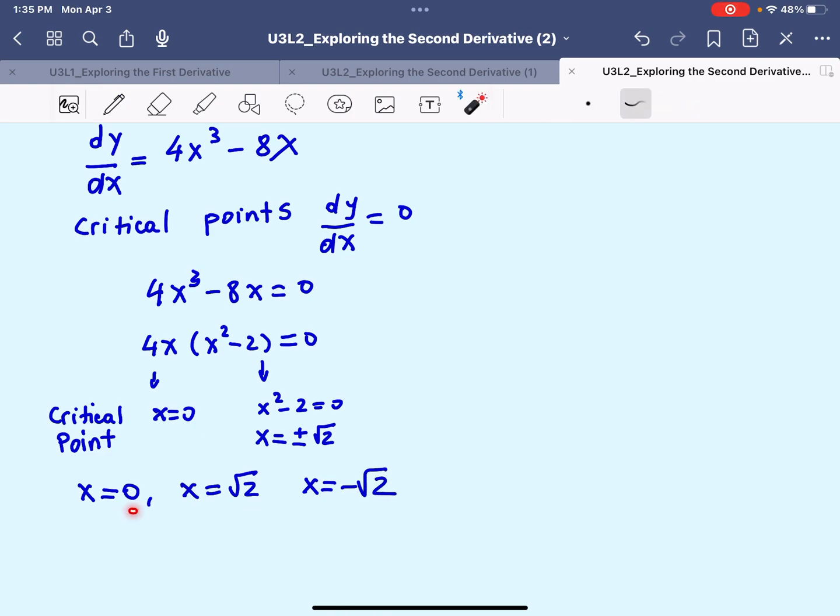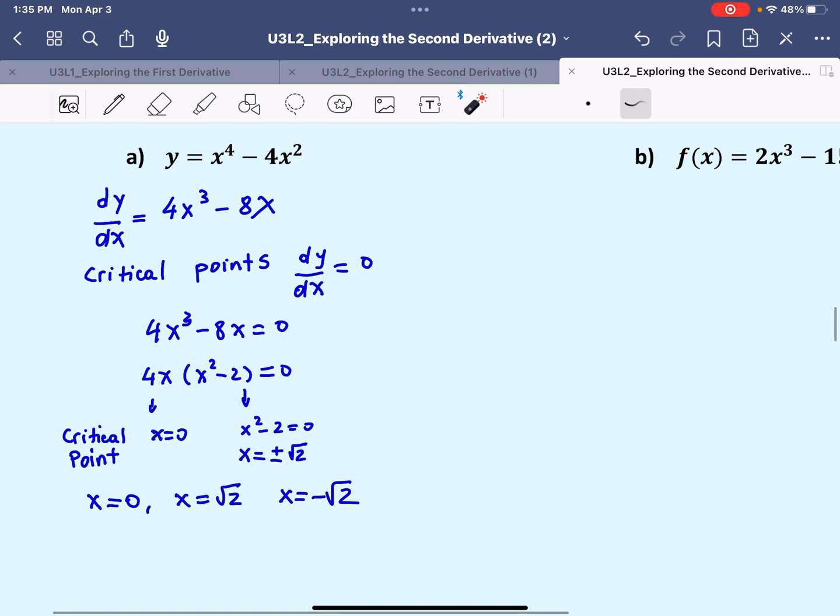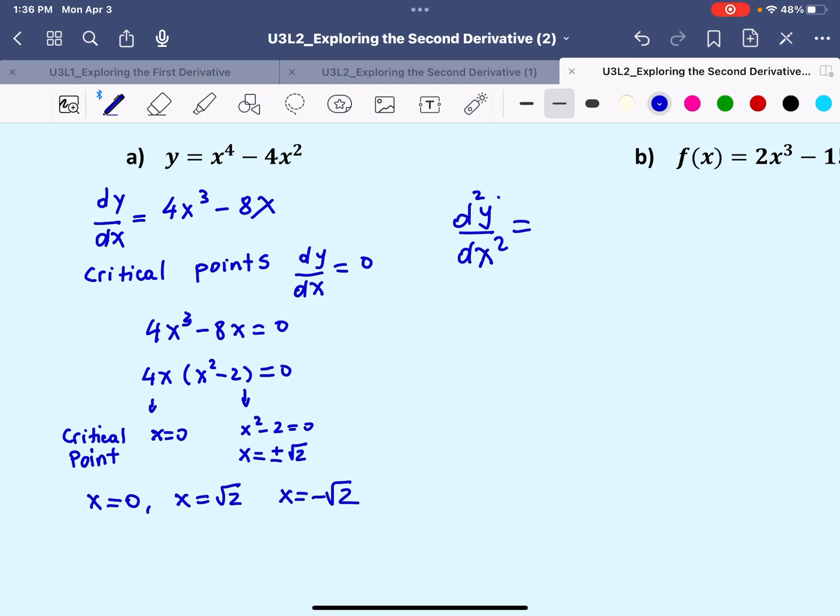Now we don't know whether or not they represent min or max, or which ones represent minimum or maximum. So we'll have to find out by studying the sign of the second derivative. So again, we don't want to use the first derivative, so we don't want to use the chart that indicates where the function is going up or down. So the second derivative of this function would be 12x squared minus 8. So then we have to find the value of the second derivative at the critical points.